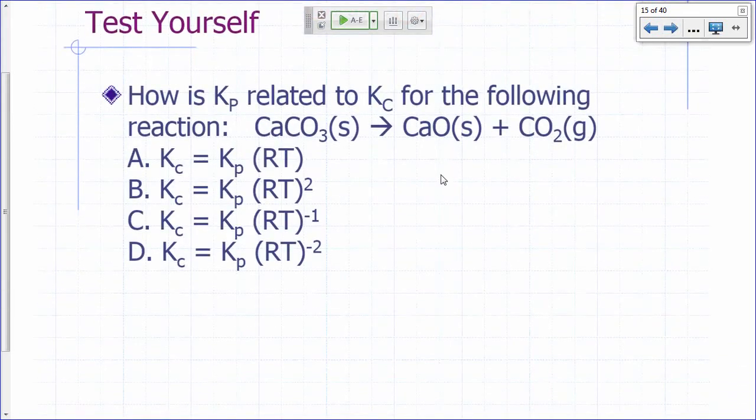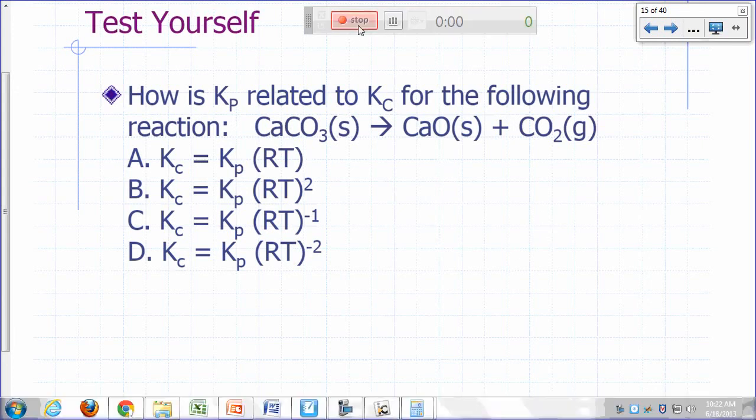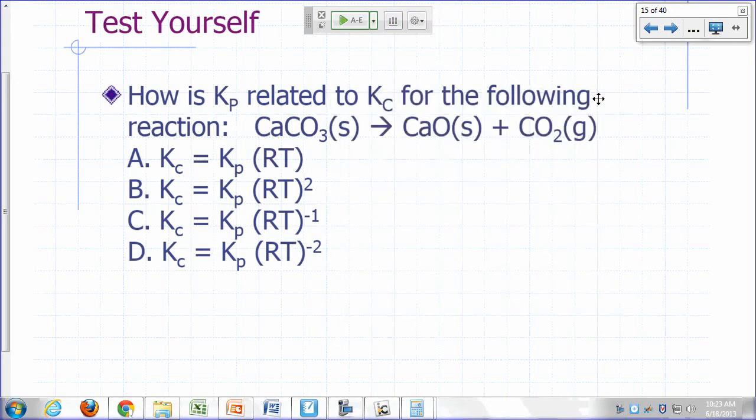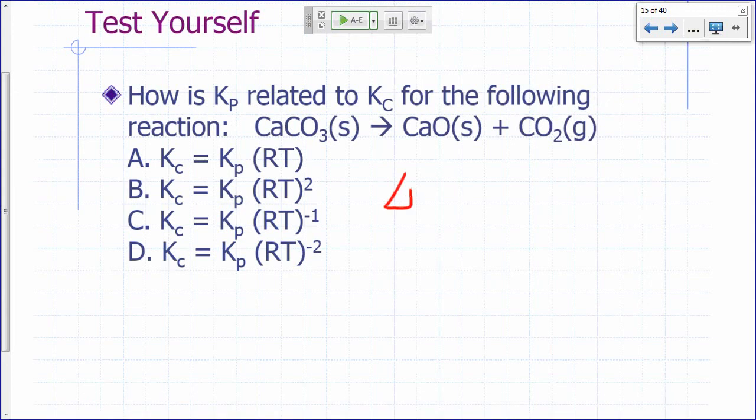All right. How is Kp and Kc related in the following reaction? Calcium carbonate solid gives you calcium oxide solid plus CO2 gas. Let's see if you do better on this one. Okay, let's see. Popular answer is C. Why is C? What's delta N gas here? How many moles of gas do you have on the product side? 1. This is a solid, right? So that doesn't count. So 1 mole of gas on the product side.